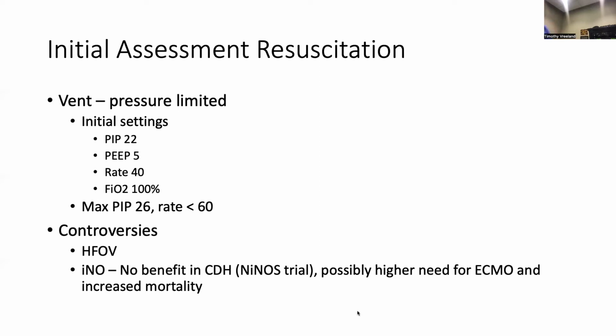So the max PIP in most protocols that you want to generate before switching over to the oscillator is 26, and then you want to keep the rate less than 60. Otherwise, you start to stack, even with these little tiny lungs. Oscillator is controversial whether or not we should go directly on the oscillator. For babies who haven't had like a week after removal of a fetal balloon, the oscillator helps with secretion clearance, and so a lot of protocols are coming out about going directly on the oscillator after the fetal balloon.